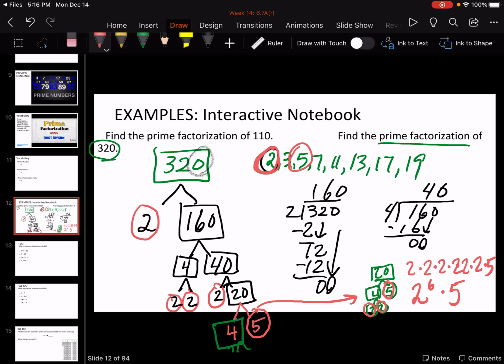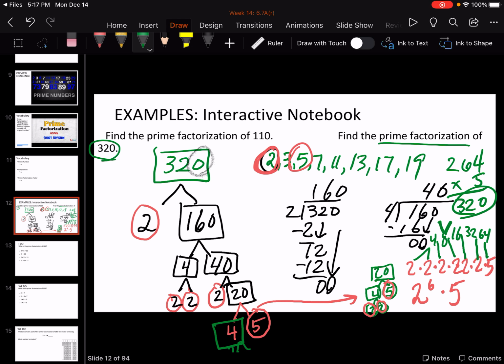Again, you can check your work, right? 2 by 2 is 4, by 2 is 8, by 2 is 16, by 2 is 32, by 2 is 64. 64 times 5, I don't know off the top of my head, so I'll multiply it out. We get 20. Bring the 2 up, we get 320, which is the starting value of what we've gotten.